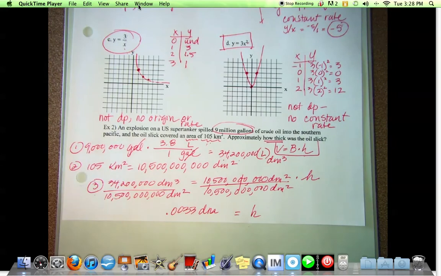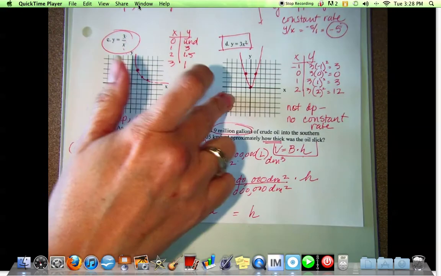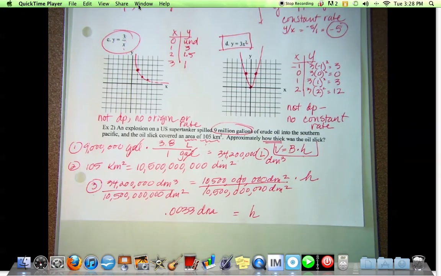So today you have a packet that's going to review finding the direct proportion. You're going to have problems that are reviewing finding the height. You're going to have problems that are reviewing finding area using the average radius. We will be having a quiz by the end of the week on Friday.